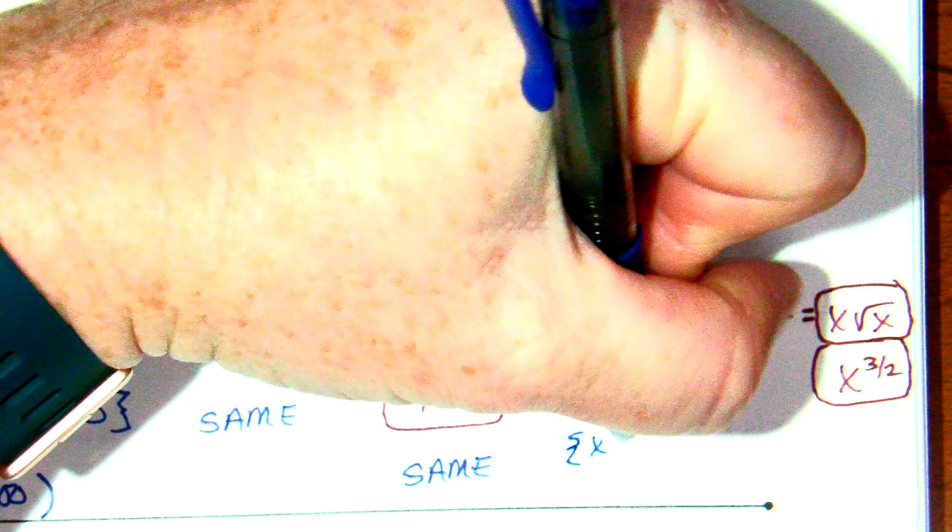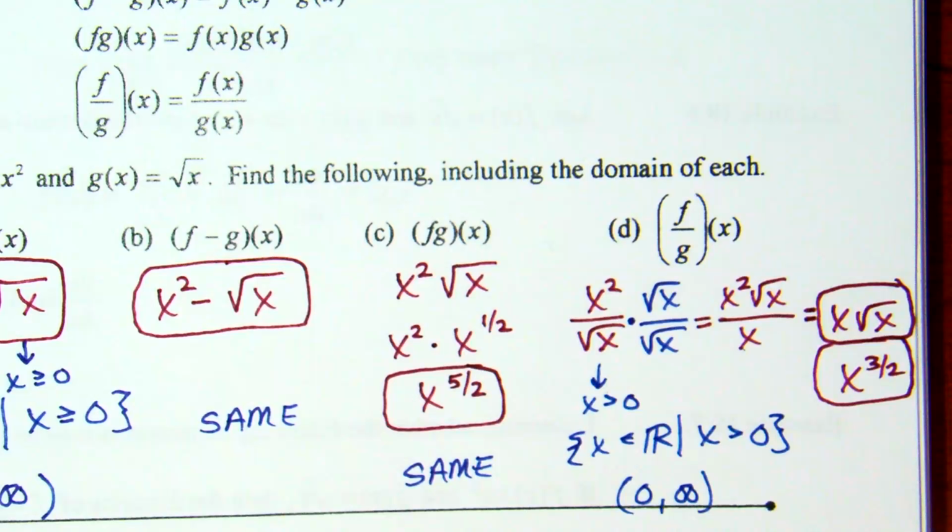So we can either write x is a member of the reals such that x is greater than 0, or interval notation, parentheses 0 to infinity. Beautiful. Okay. Questions there?